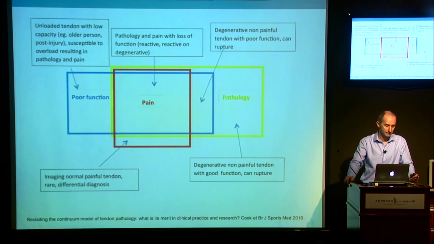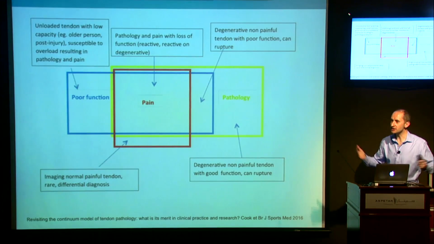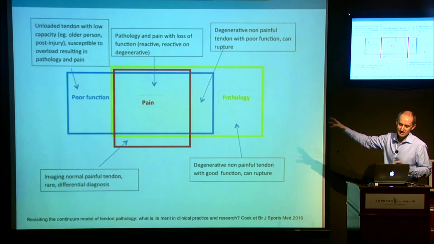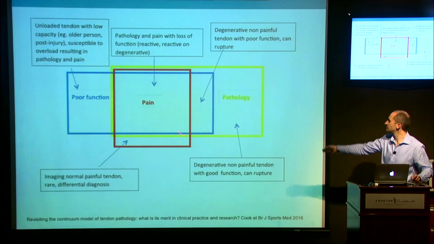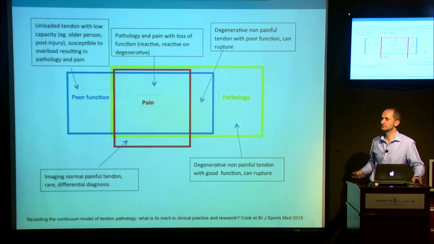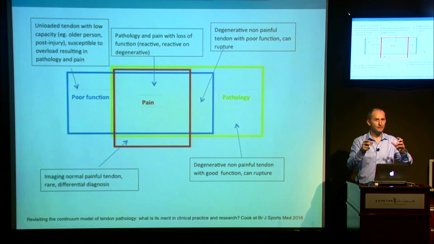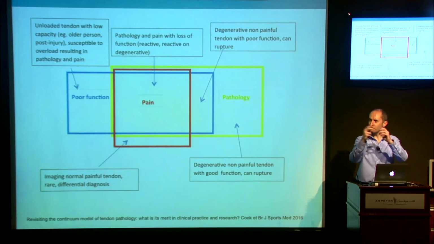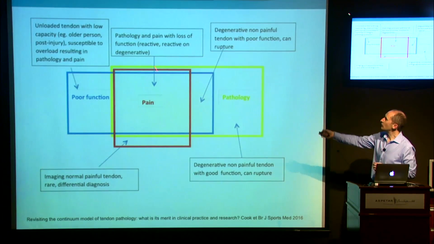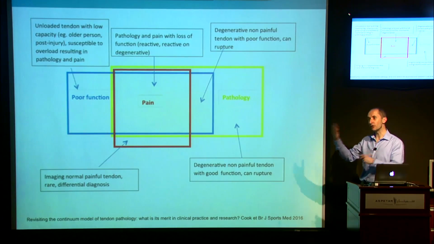And Jill Cook, who many of you know, and I know she's been here many times, and Craig Purdom updated and revisited the tendon continuum model. This is quite nice, and I think it illustrates the point very well. You can have pathological tissue within the tendon that can be painful, but it is not always painful. We know some of those degenerative changes, and we know the idea of having reactive and degenerative components within a tendon. We can have pain, and also there's poor function.